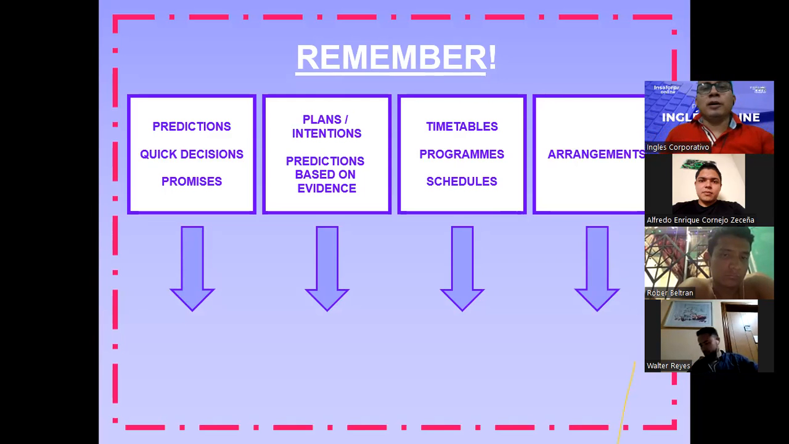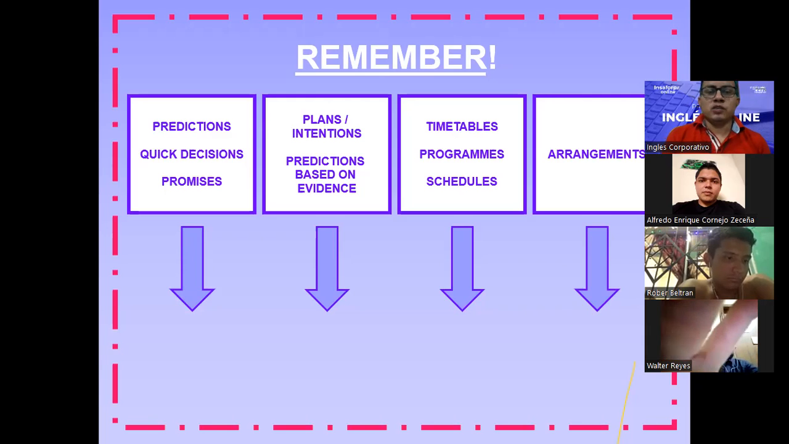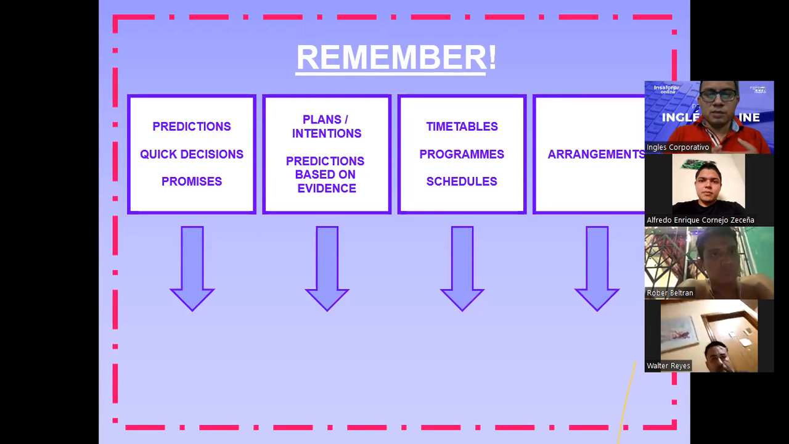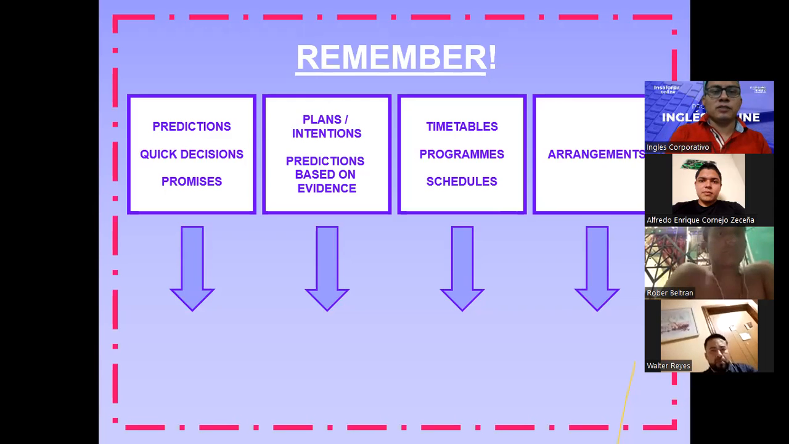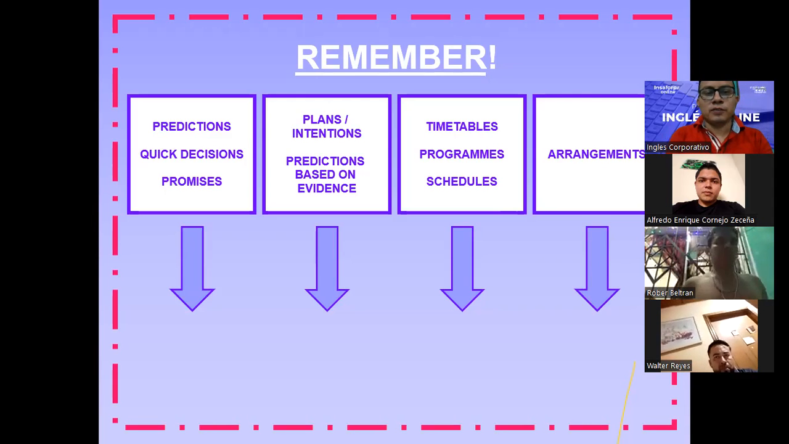But let's start with today's class, and I would like to start with this quick reminder. Can anybody tell me, in case we want to make predictions, make decisions, even promises, what is the structure that we use? There were four structures that we have: will, going to, present continuous, and simple present. All of them can make reference to the future. So who remembers what is the first option?